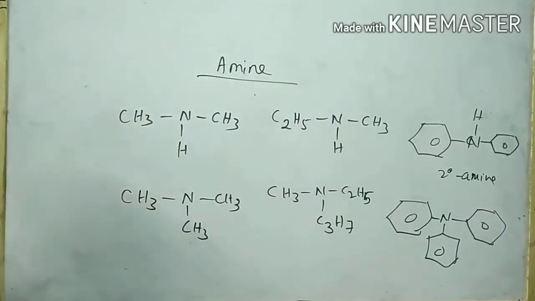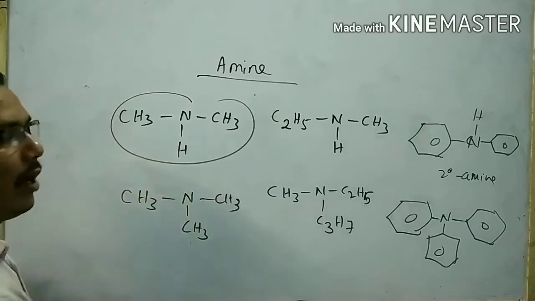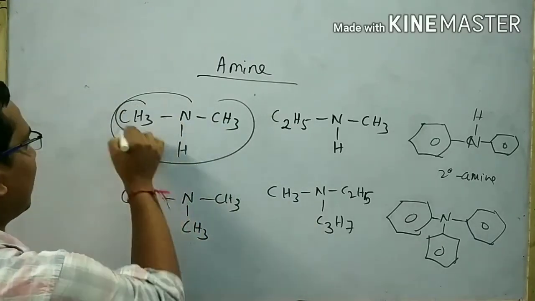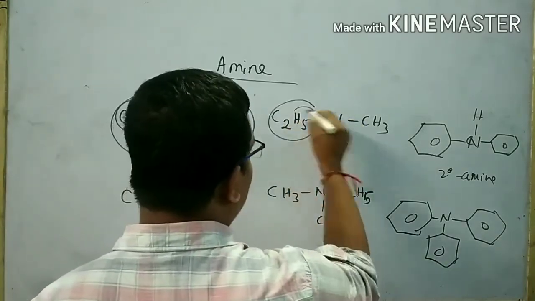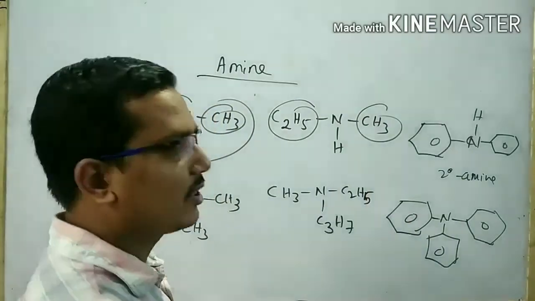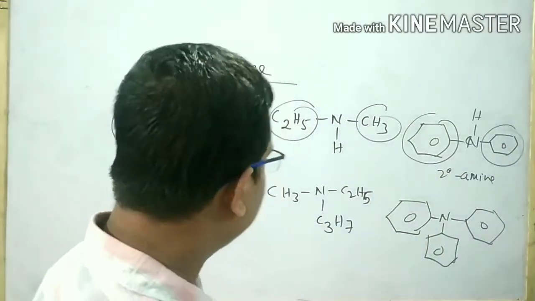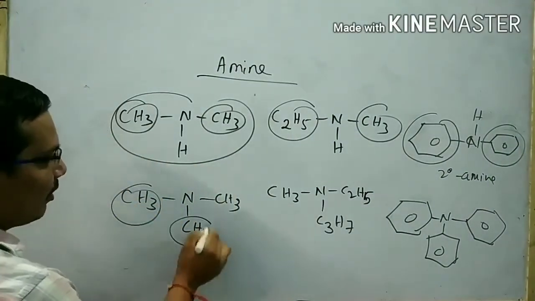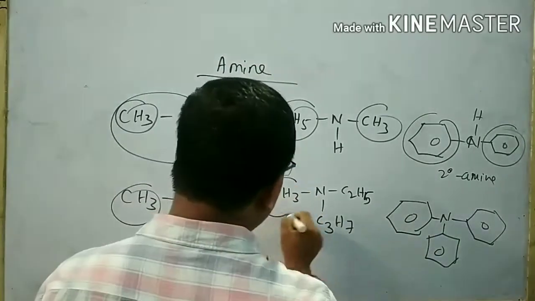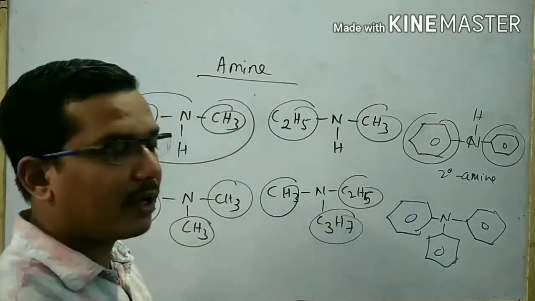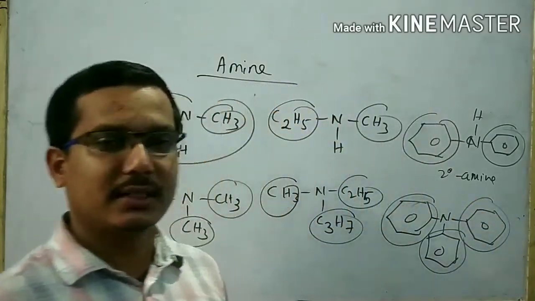From the example, it is clear that in this case, not only 2 alkyl groups are present, but the 2 alkyl groups are same. That is your methyl. In this case, 2 alkyl groups are present, but the 2 alkyl groups are not same. Here 2 aryl groups are present, and the 2 aryl groups are same. Here 3 alkyl groups are present, and the 3 alkyl groups are same. Here also 3 alkyl groups are present, but they are not same. Here 3 aryl groups are present, and the 3 aryl groups are same.